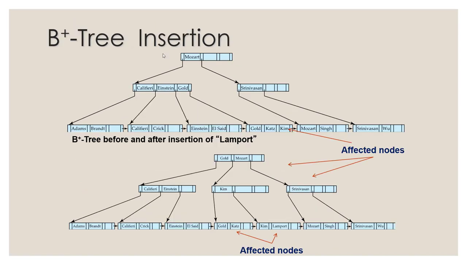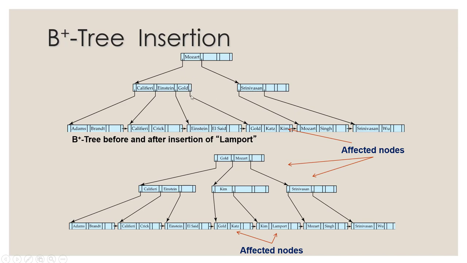Okay, here we are trying to insert Lamport. Okay, the Lamport should be like right here. These are going to be the affected nodes. Okay, so Lamport should be right after Kim. There is no space for Lamport in this root or this node. So between Gold, Cat, Kim, and Lamport, the middle value Kim gets promoted up.